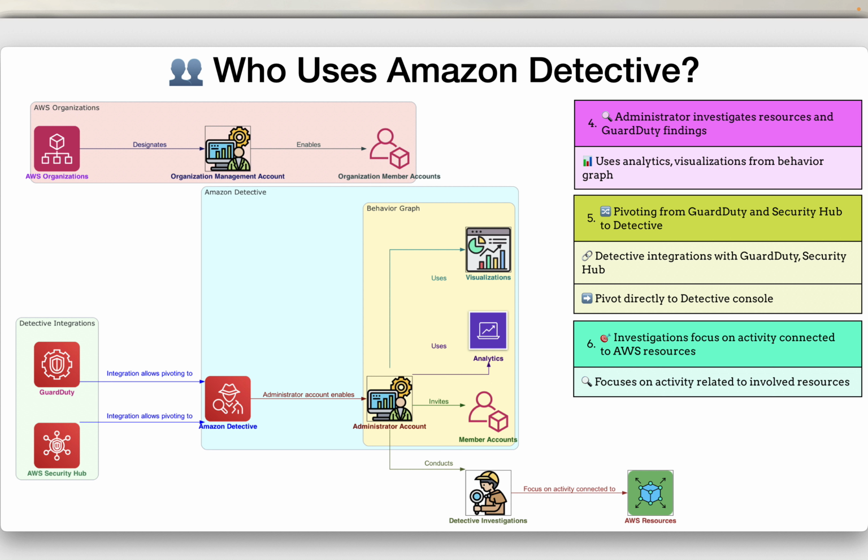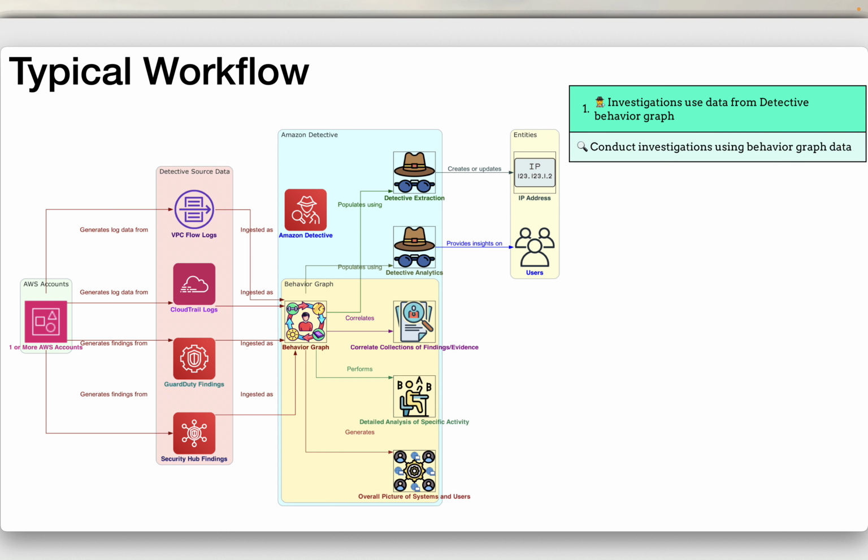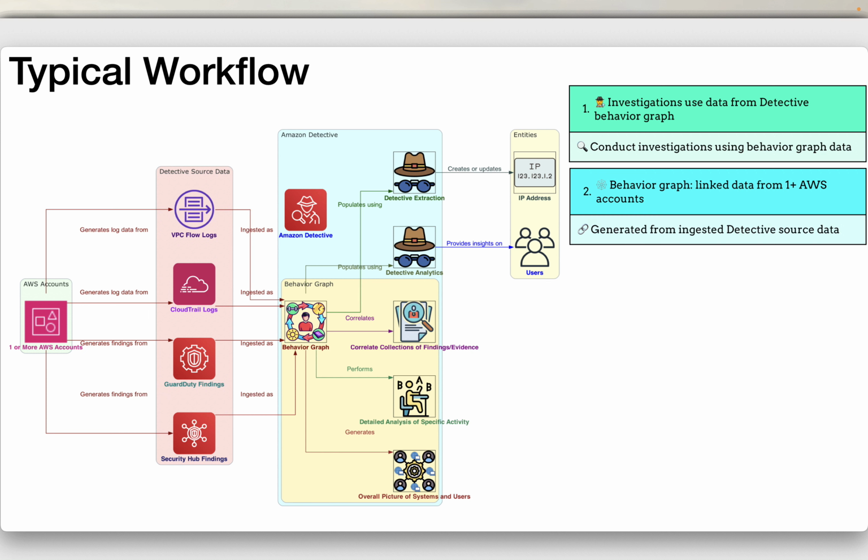Detective investigation focuses on the activity that is connected to the involved AWS resources. So let's see a typical workflow which involves all the components starting from the beginning. In Amazon Detective, you conduct investigations using data from a Detective behavior graph, which is the data from all the AWS accounts. A behavior graph is a linked set of data generated from the Detective source data that is ingested from one or more AWS accounts.